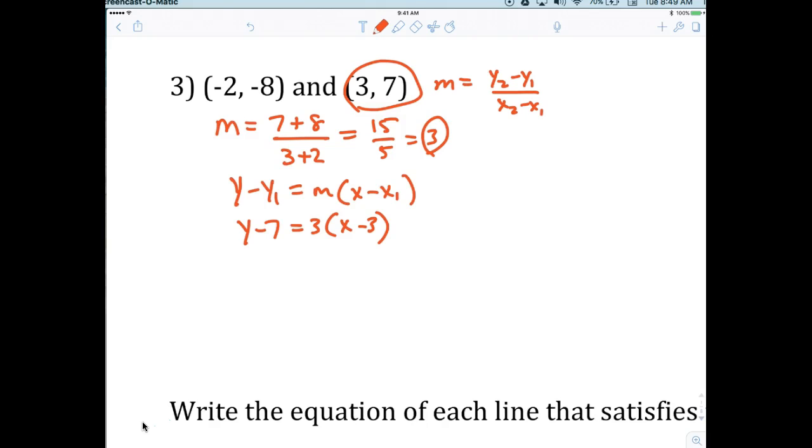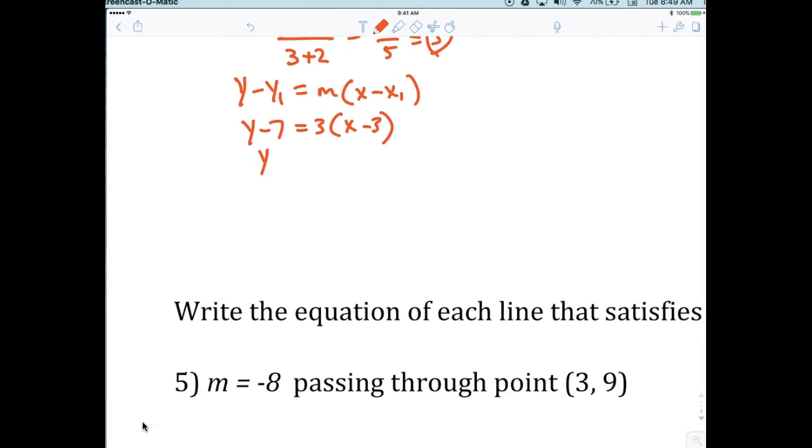Why did I choose the positives? It's easier. I don't like dealing with negatives. All right? And it doesn't look like it'd be the same answer, but guess what? It is. Do you hear me? All right, so here we go. Now we need to distribute. y minus 7, 3x minus 9, y equals 3x what?